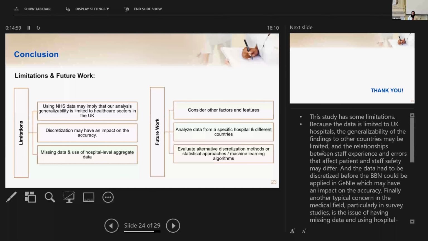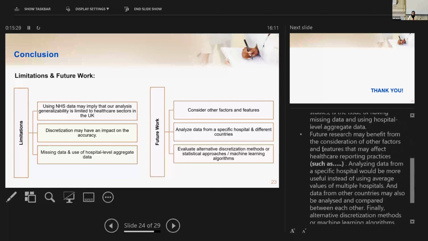This study had some limitations. The data was limited to the UK hospitals, so the generalizability of the data may be limited for other countries. Another limitation is that we needed to discretize the data before modeling it, so this could reduce the accuracy of the model. Because we're using the staff survey data, we could have missing values, and the use of hospital level data could also be a big limit.